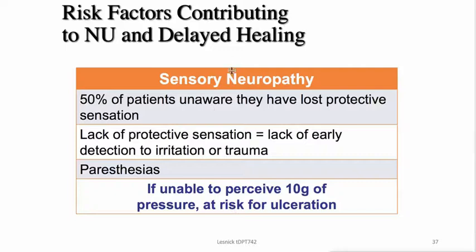Some of the risk factors continued with sensory neuropathy. 50% of patients are unaware that they have lost protective sensation. A lack of protective sensation can equal a lack of early detection to irritation or trauma, paresthesias. So how do we describe this? If the patient's unable to perceive 10 grams of pressure, they're at risk for ulceration. We're going to talk about the monofilaments soon.